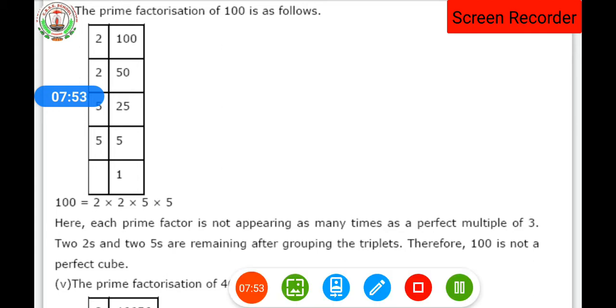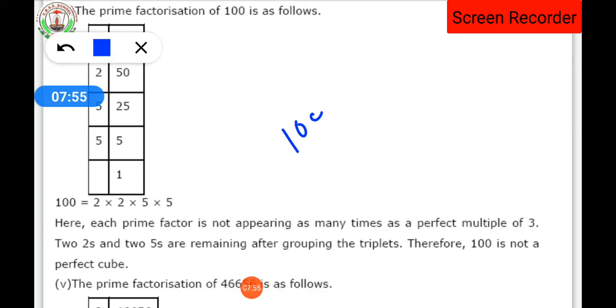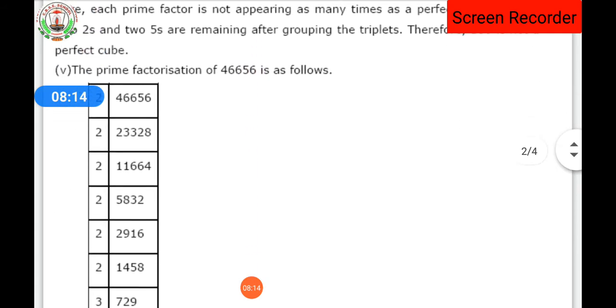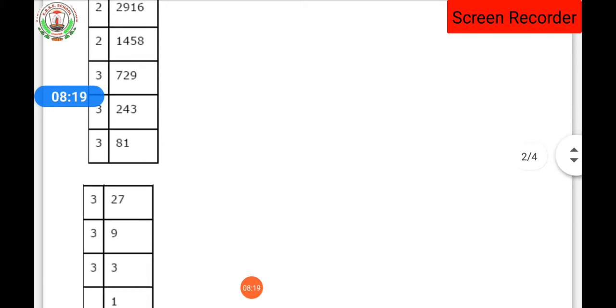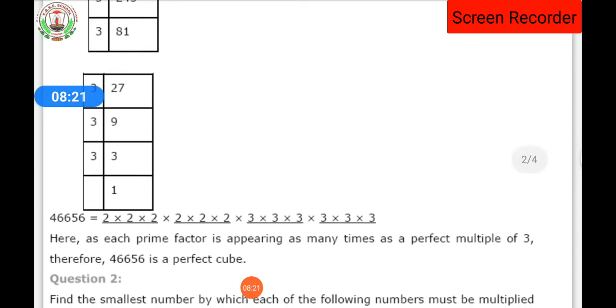One shortcut method is there, students: by seeing the number of zeros. Since here 3 zeros are there, that means an odd number of zeros, hence it is a perfect cube. When an even number of zeros are there, it is not a perfect cube. Clear? So this is the shortcut method. Can do the fifth question also. All the factors are being found on the screen. It's a long factorization, but in the end we can see that 46,656 is a perfect cube.